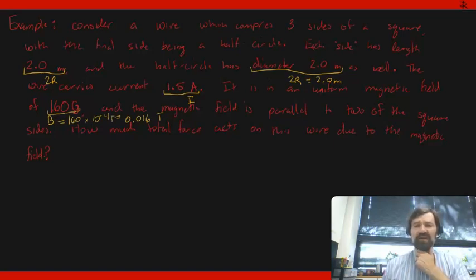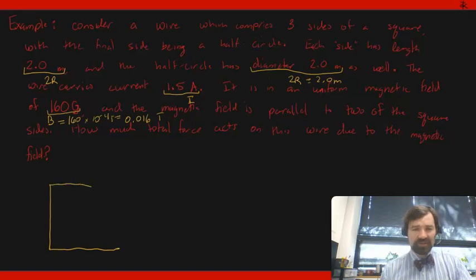And then this field is parallel to 2 of the square sides. And we want to find the force. So first thing we might want to do here is draw for ourselves a diagram. So the wire basically looks more or less like this. And we don't really care which side ends up having the semicircle.